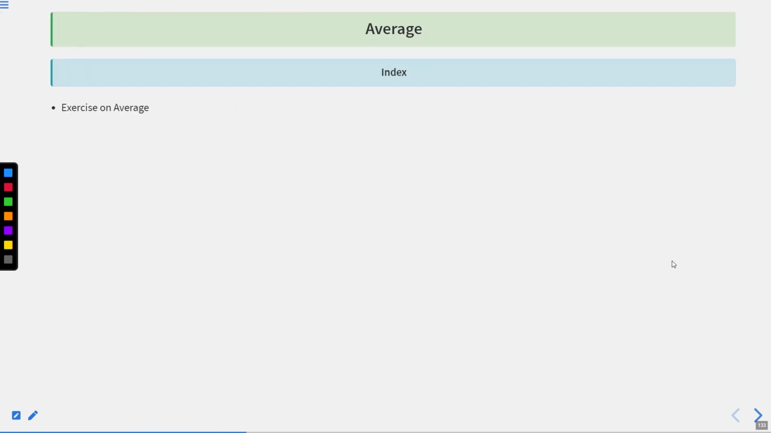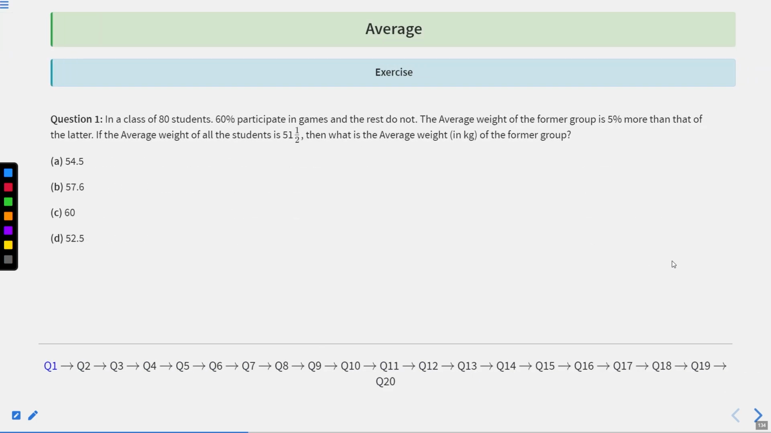So in today's lecture, we are going to solve some problems on average. So let's get started with our first problem. In a class of 80 students, 60% participate in games and rest do not. The average weight of the former group is 5% more than the latter group. If the average weight of all students is 51 and 1 upon 2, then what is the average weight in kgs of the former group?